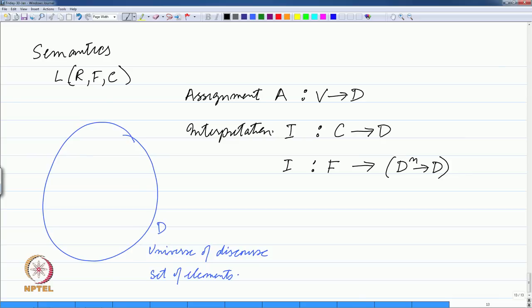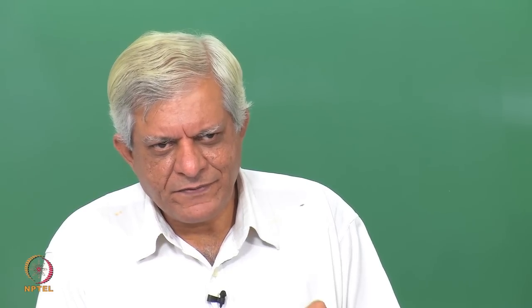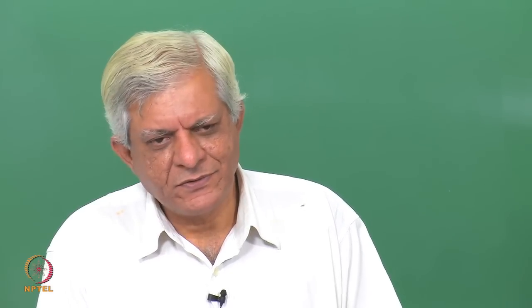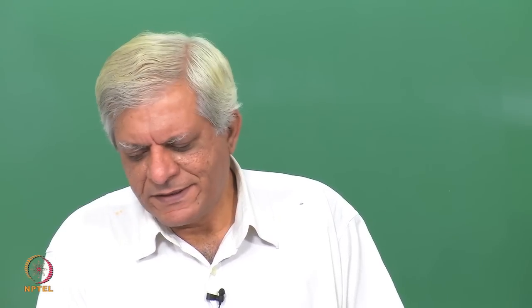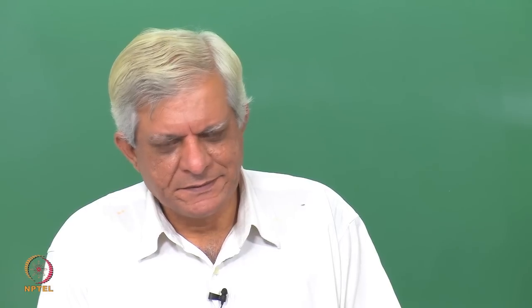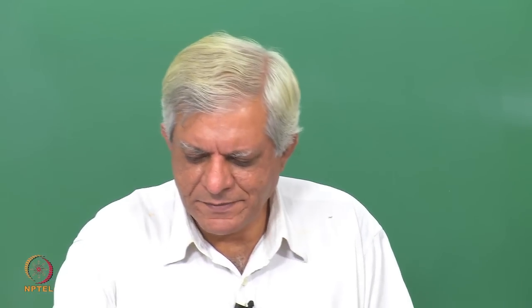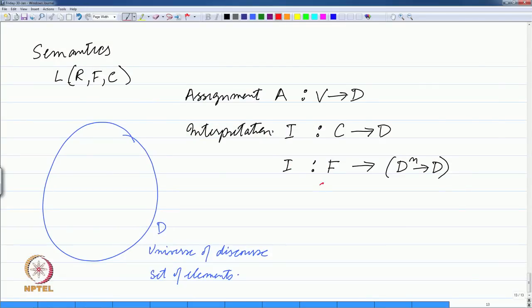This is some notation which I am kind of inventing on the fly. Essentially, what we are saying is that every function symbol in my language will be mapped to some function in the domain, and a function in the domain of arity n is basically a mapping from d raised to n to d. For example, the sum could be mapped to d square to d. It takes 2 arguments and gives me 1 argument, and that argument belongs to the domain. It is a function from elements to domain.